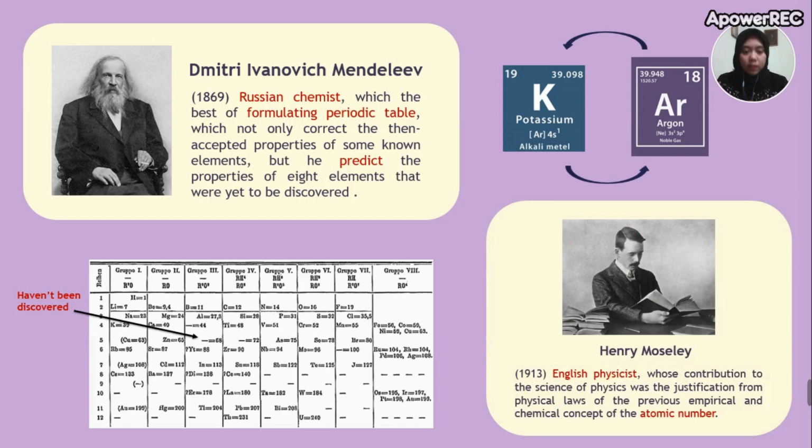He is an English physicist, Henry Moseley, whose contribution to the science of physics was the justification, as a physical law, of the previously empirical and chemical concept of the atomic number. So he provided evidence that the ordering of the periodic table is not because of the atomic mass, but because of the atomic number, through experiments related to X-rays.